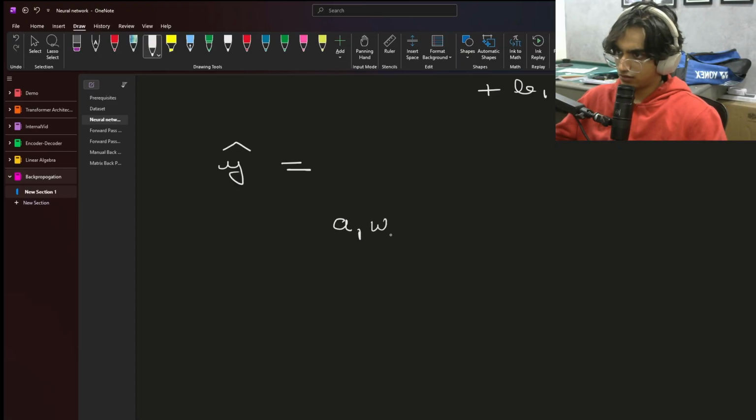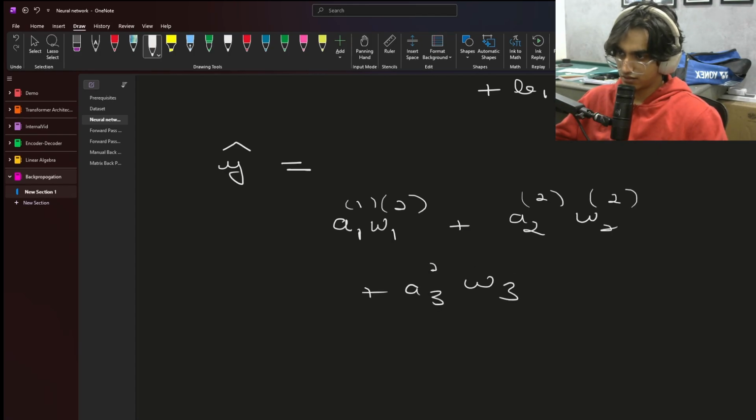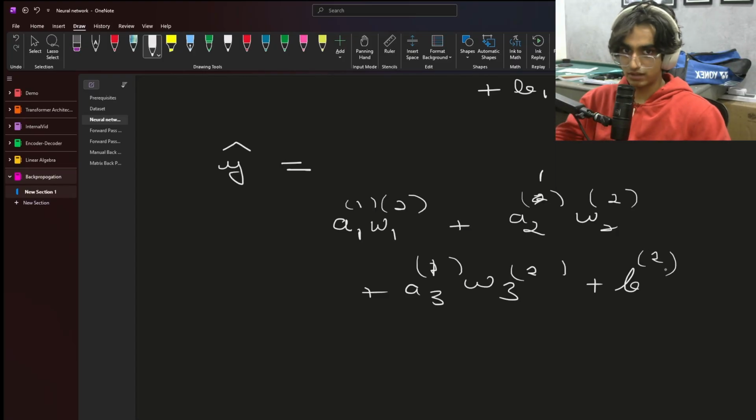A1 W1, this is the second layer, plus A2 W2, plus A3 W3, plus our bias B, second layer. So this is our output of the model, y cap.